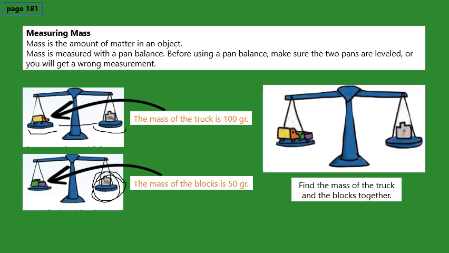Can we find together the mass of the truck and the blocks together? We put the truck and the blocks on the same pan. And on the other side, we have to tell what is the mass of the truck and the blocks together. What do you think? So what's the mass of the truck? 100 grams? Excellent. And the blocks? 50 grams. Good job. And together, what is the mass of the truck and the blocks together? What should we do? Yes, perfect. We should add them. 100 grams plus 50 grams will give us 150 grams. So the mass of the truck and the blocks together is 150 grams.